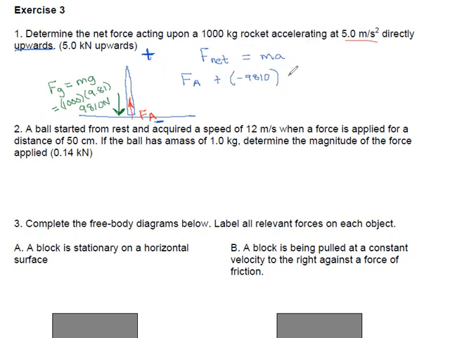So those two forces together make my net force, the total, and the mass is 1,000 kilograms, and the acceleration is positive 5 upward. 1,000 times 5 is 5,000, so this turns into applied force minus 9,810 equals 5,000. Take the 9,810 to the right, and we get applied force is 5,000 plus 9,810, which is 14,810 newtons.